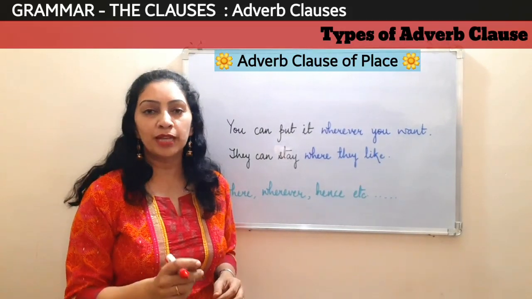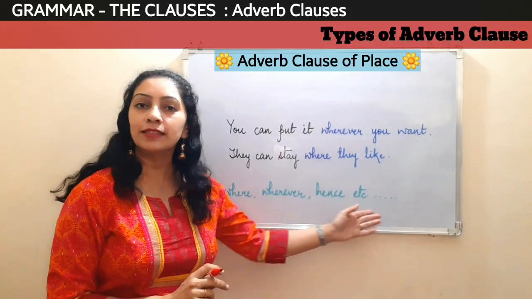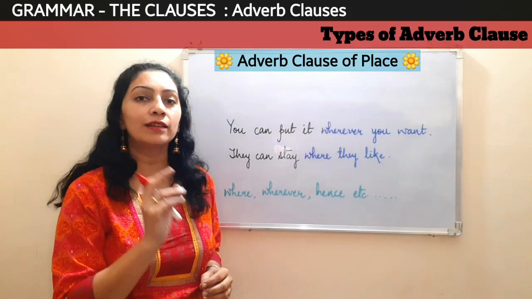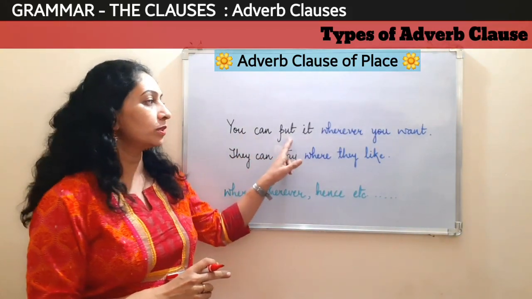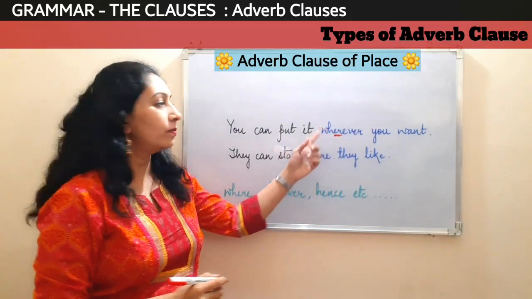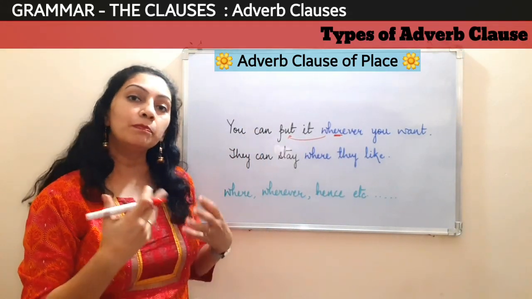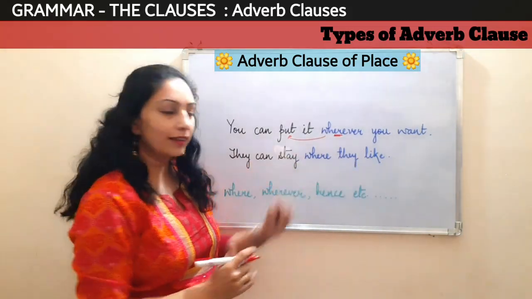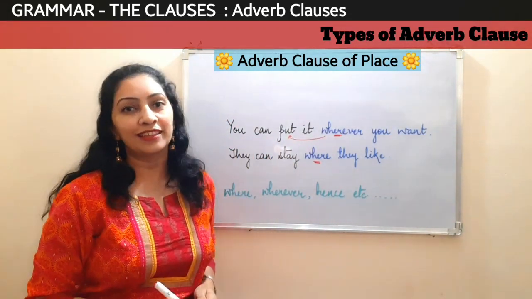For adverb clause of place, again we'll use the adverbs of place like where, wherever, hence, etc. as the conjunction. And they will qualify the place where that action has been performed in the main clause. For example, you can put it wherever you want. Now this conjunction wherever will tell me about this action put in the main clause. It will tell me the place where that action will be performed. They can stay where they like. So this where again will qualify the place where they will stay.